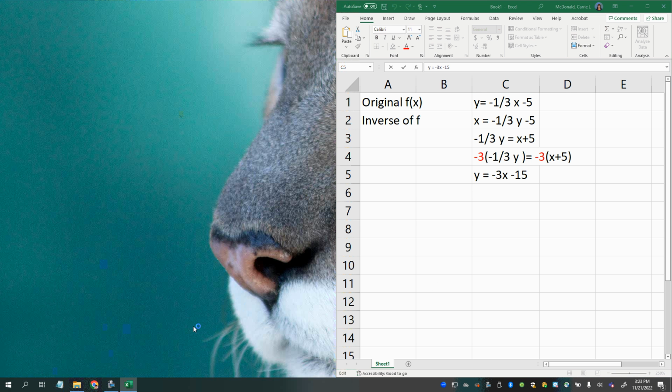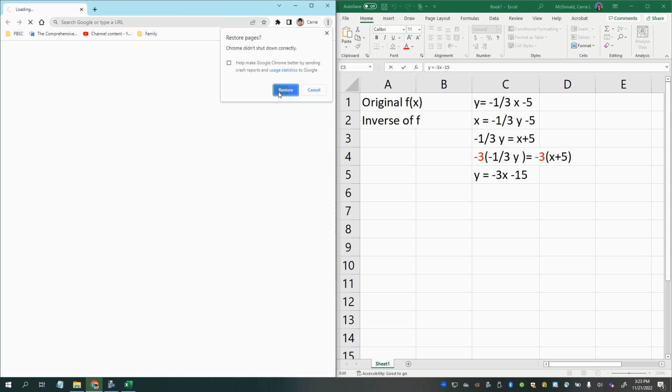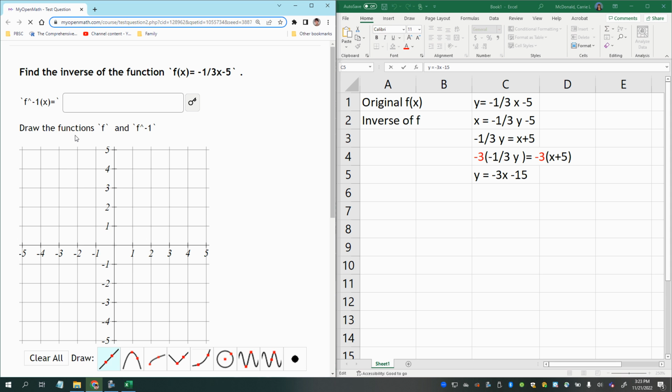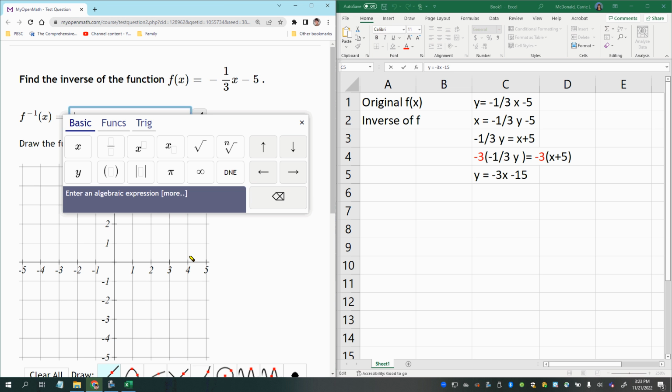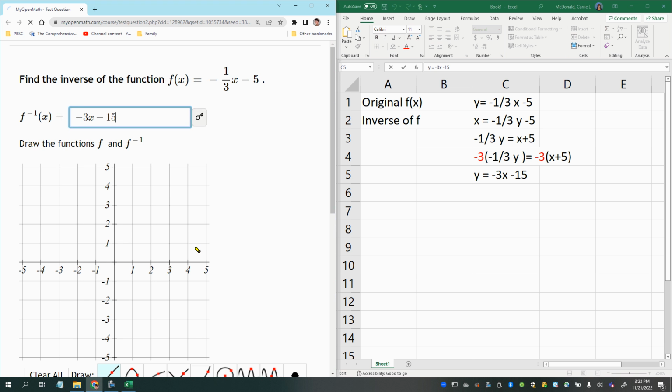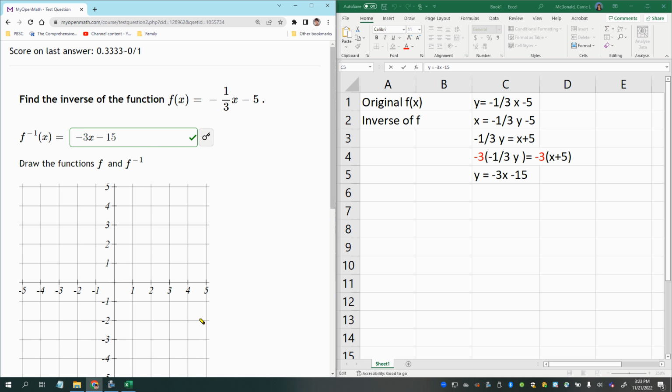I'm not sure what just happened. I pressed enter and something went crazy. Hopefully we'll get it back with the same numbers, and we'll try that again. Oh, okay, good.